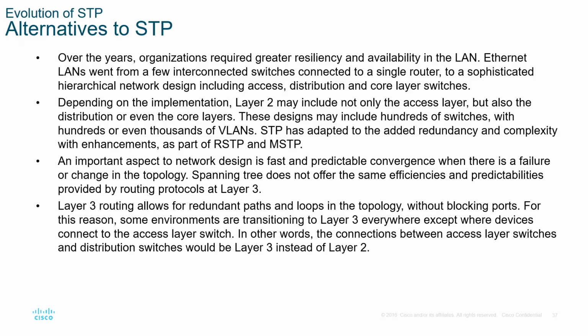Now, layer 3 routing allows for redundant paths and loops in the topology without blocking ports. For these reasons, some environments are transitioning to layer 3 everywhere except where devices connect to an access layer. Basically, if we have the standard design, we have the access, the distribution, and the core layer, people are usually bringing down the layer 3 into the access layer to avoid having the redundant links.